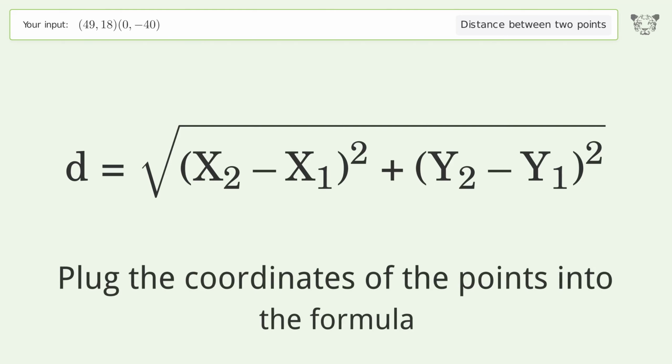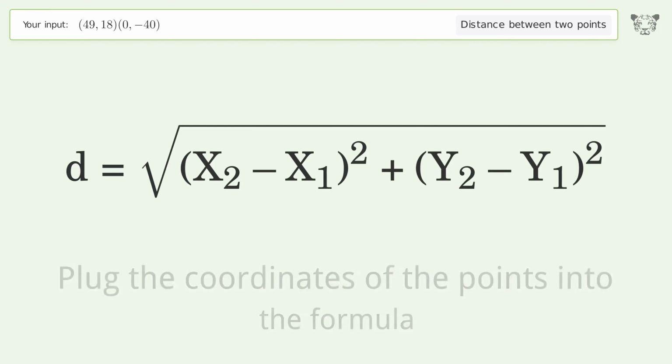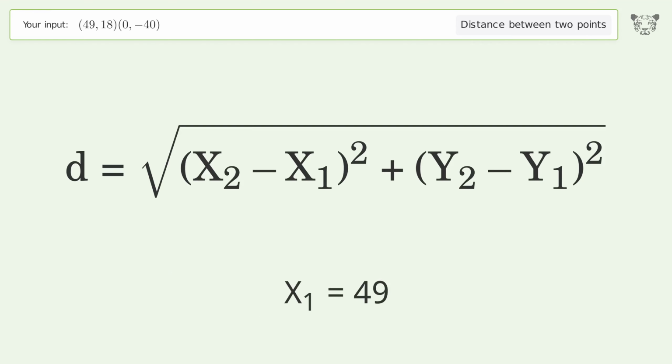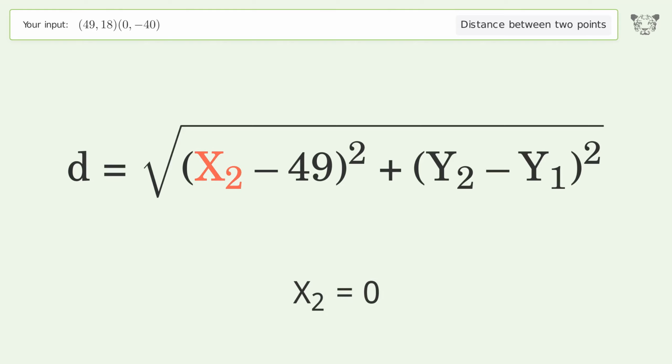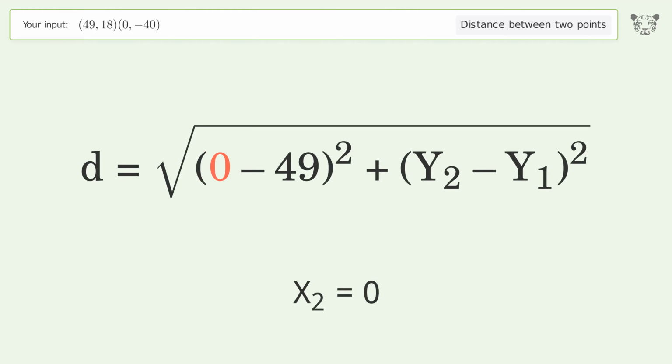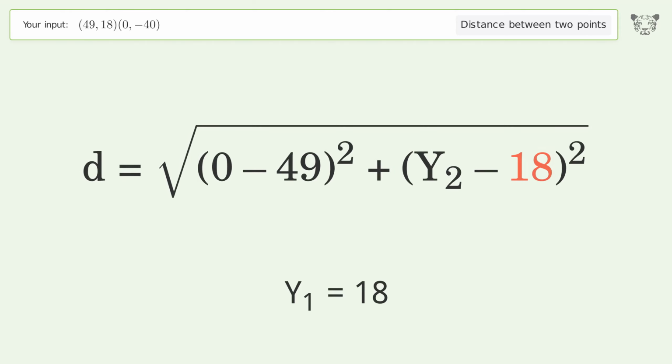Plug the coordinates of the points into the formula. x1 equals 49. x2 equals 0. y1 equals 18. y2 equals negative 40.